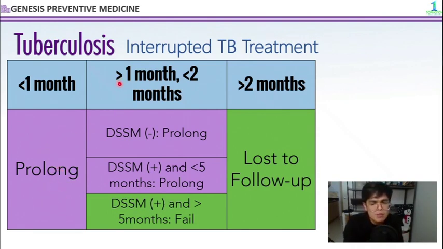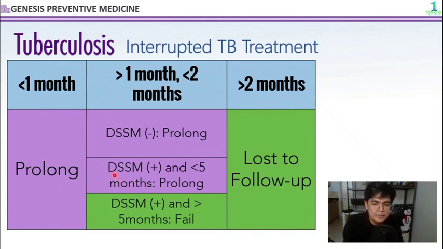Okay? But for more than 1 month, less than 2 months, let's say 6 weeks, if the patient was gone for 6 weeks, no follow-up, you have to request for a direct sputum smear microscopy. If negative, you just prolong to compensate. So instead of 6 months, it becomes plus 6 weeks, so that's 7 months and 2 weeks.